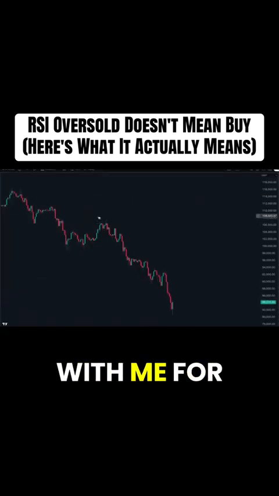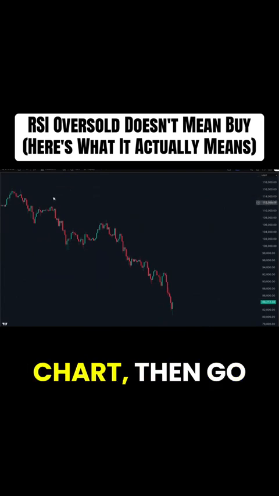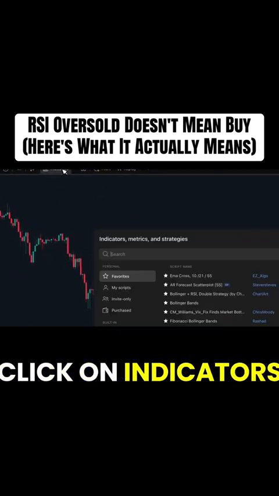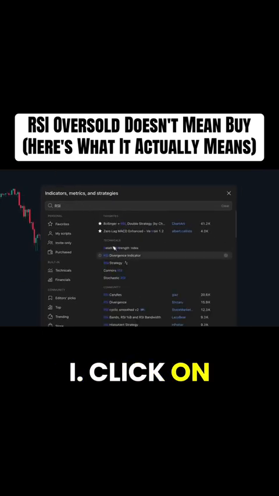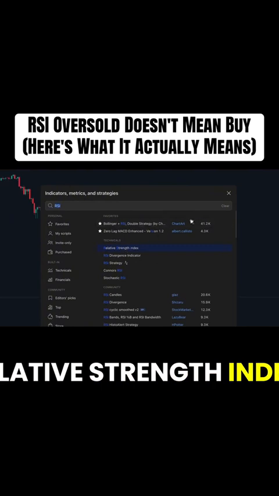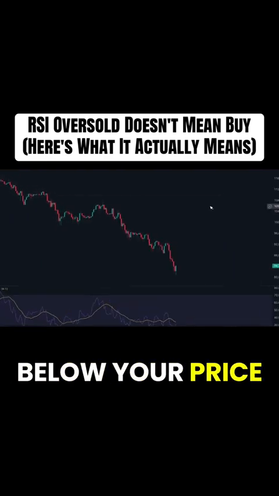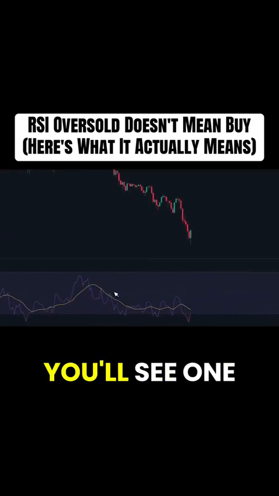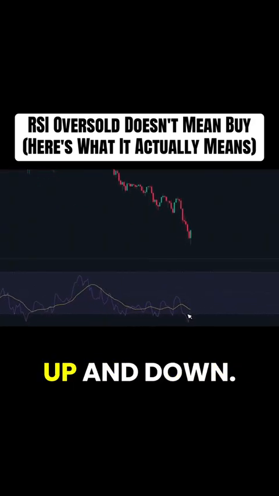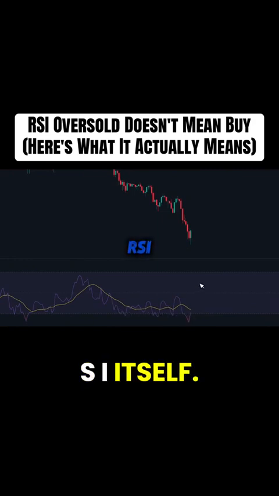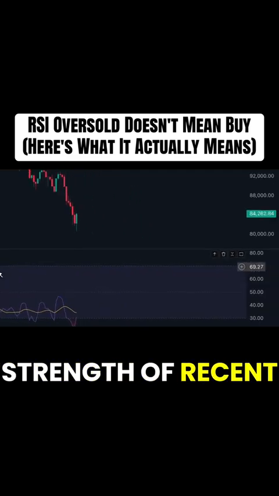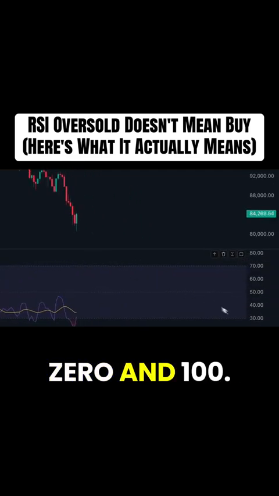Open TradingView with me for a moment. Look at your chart, then go to the top, click on Indicators, and in the search bar, type RSI. Click on Relative Strength Index. You'll see a new window open below your price chart. Now focus here. You'll see one purple line moving up and down. That purple line is the RSI itself. It's measuring the strength of recent price moves between 0 and 100.